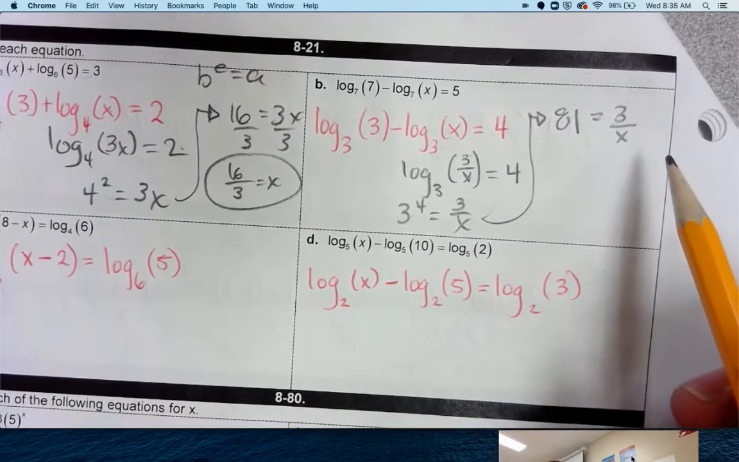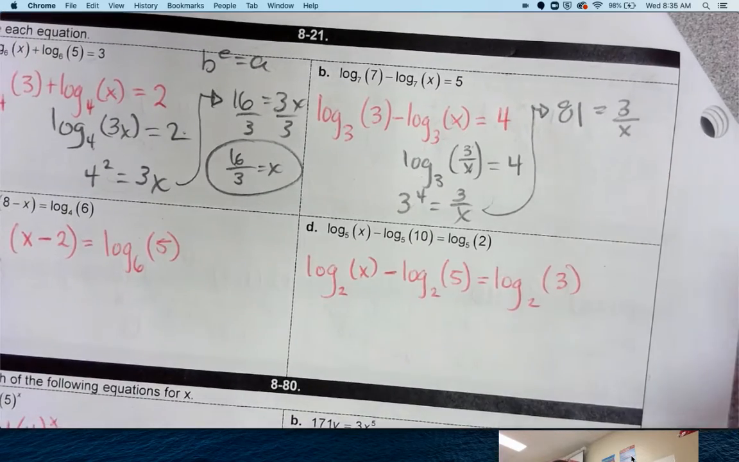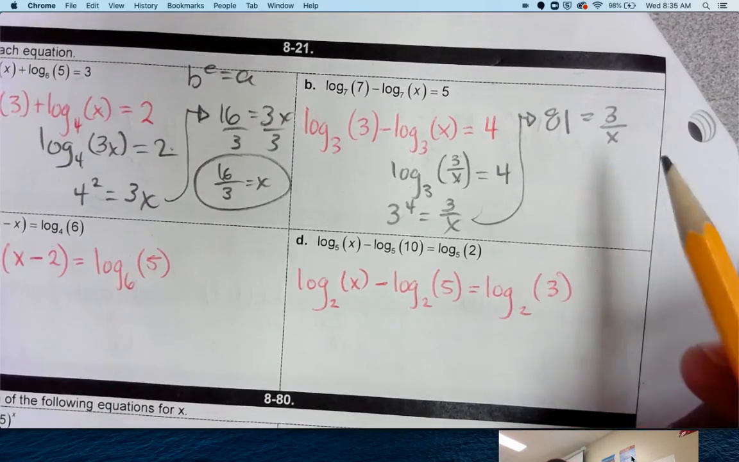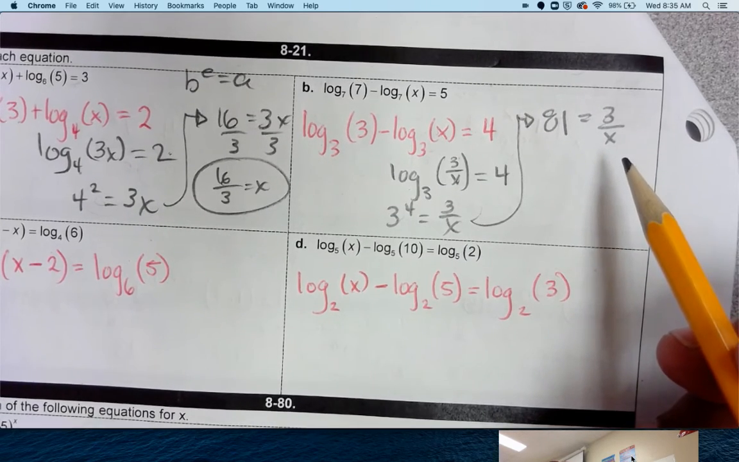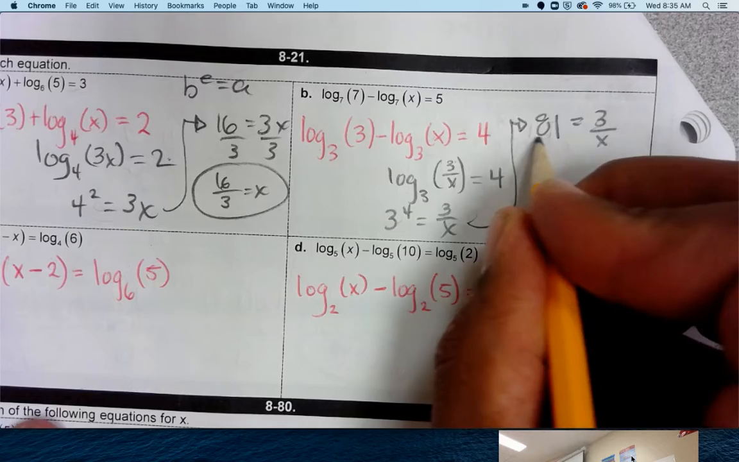Okay, so what I'm going to do here to solve this, I can do this a few different ways. I can multiply x times both sides. I can cross multiply. There's a number of ways you can do this. Okay, I'm going to use cross multiplication.